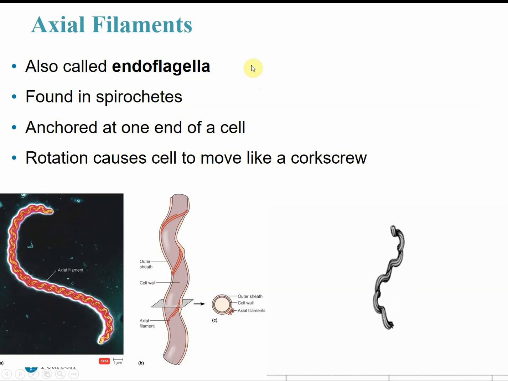Axial filaments are sometimes called endoflagella. They are the mechanism of locomotion for your spirochetes, the spiral-shaped bacteria. Their flagella, instead of coming off of the cell body, wrap around the length of the cell and are anchored at one end. When these flagella rotate, it causes the entire cell to move in a corkscrew motion.